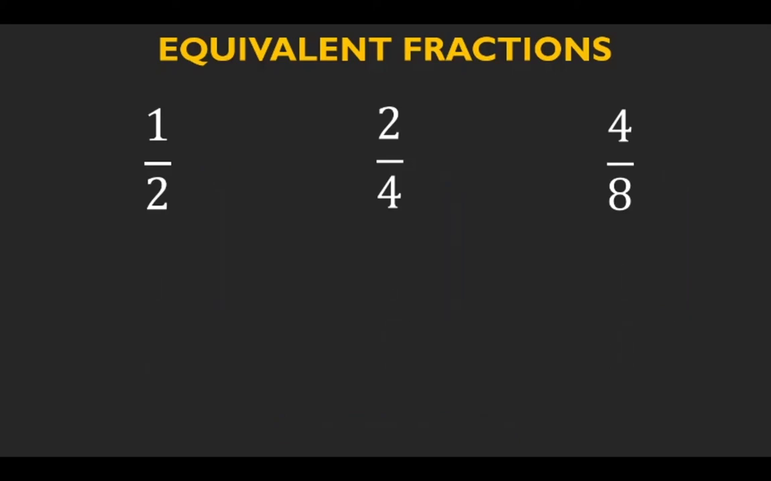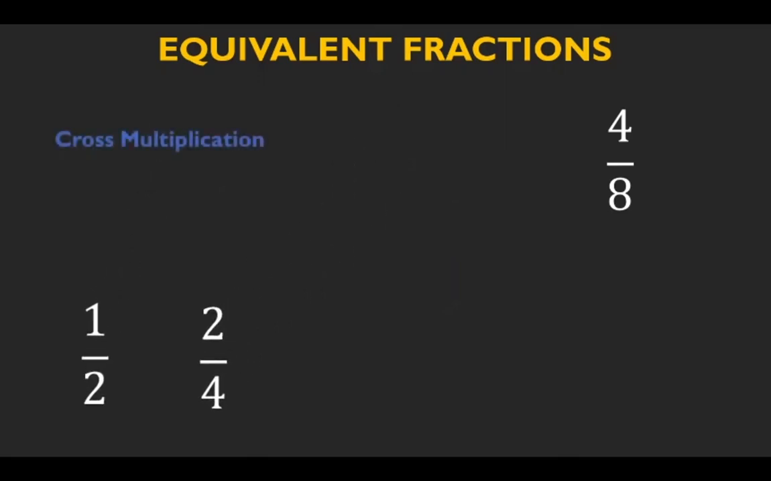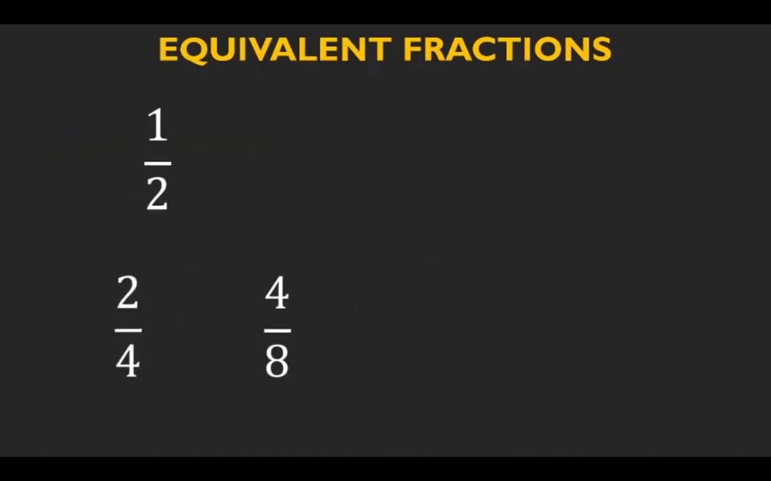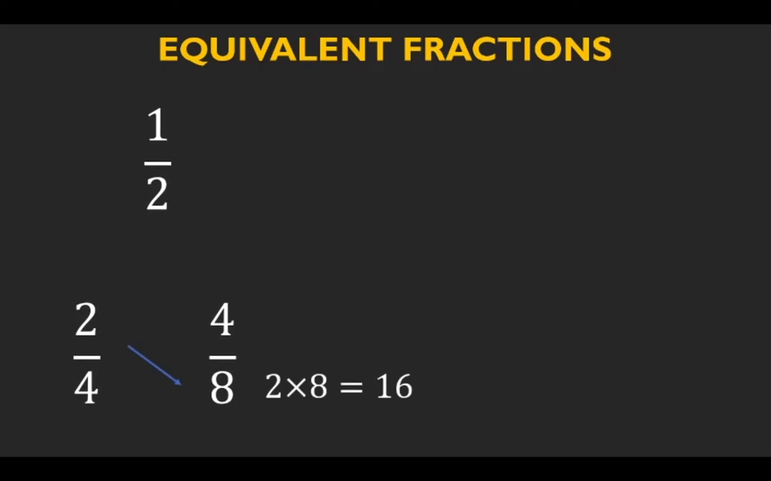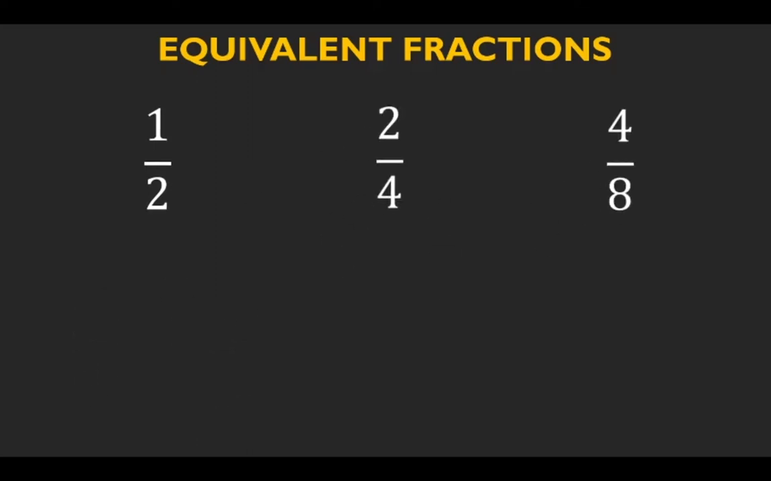Another way of checking if fractions are equivalent is by cross multiplication. Multiply the numerator of the first fraction with the denominator of the second fraction. Then, also multiply the numerator of the second fraction with the denominator of the first fraction. If the products are the same, the fractions are equivalent. Another example of cross multiplication.